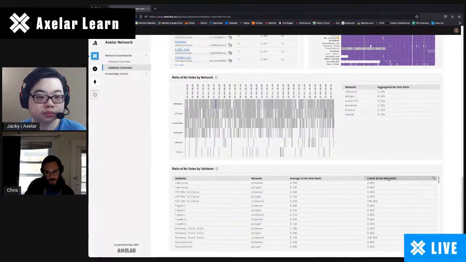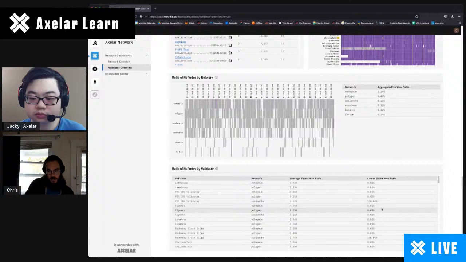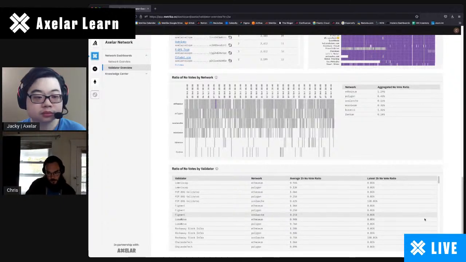And then the last thing I want to highlight is this latest 1 hour no vote ratio gives you a sense of if the issue has been resolved or if it's a newer issue. 0% over the last hour means that the issue's probably been resolved, whereas if you see a high percentage like you do for a couple of these validators, there might be something that's worth looking into.